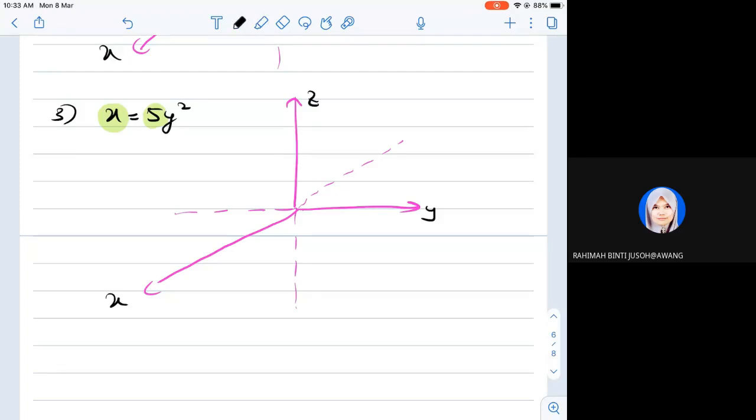Apa maksud 5 tu guys sebenarnya? It's just size, yes, very good. It's just a size. Size bukaan you punya parabola tu. Menguncup ataupun mengembang. That's it. Okay? So that's the parabola.